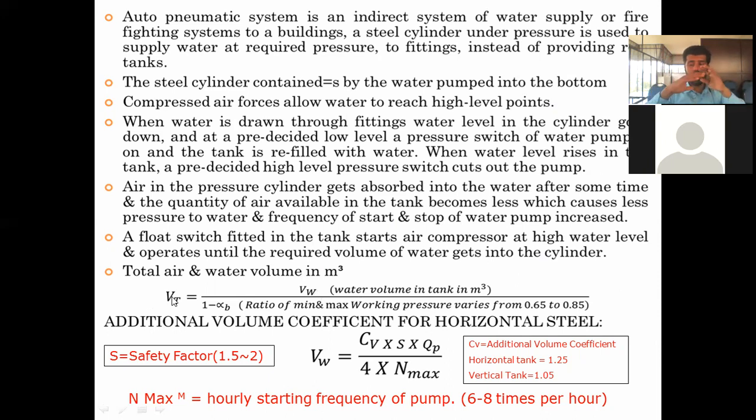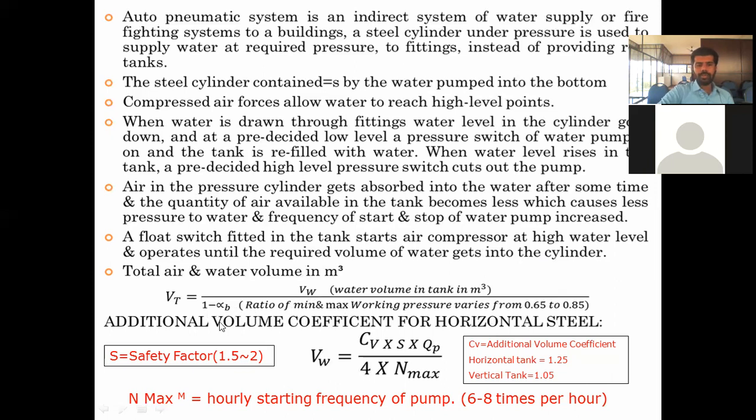You know that inside that tank you will be having water as well as air. That is the total volume of the tank. So the formula is VW, water volume in tank in meter cube, divided by 1 minus sigma B. Sigma B is the ratio of minimum and maximum working pressure, which varies from 0.65 to 0.85. It's a constant. So VT equals volume of water divided by 1 minus sigma B.